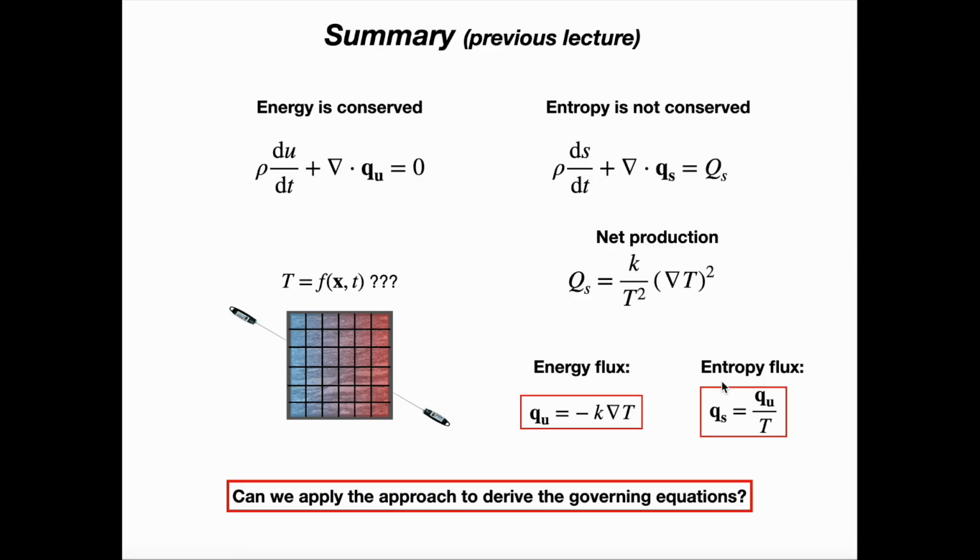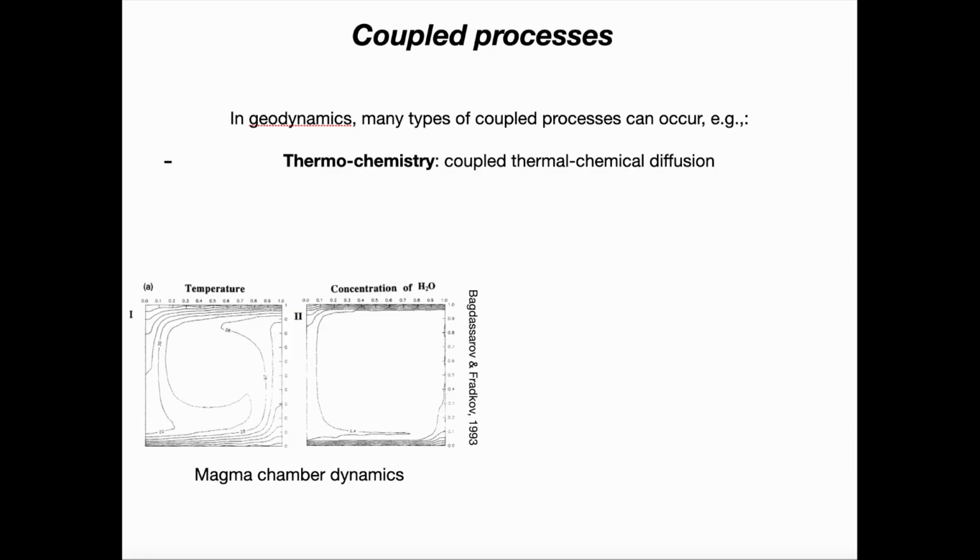So can we use the approach we used in the previous lecture to derive a more complex set of equations for geodynamics? And the answer is yes. And what we're going to do today is start with coupled processes. In geodynamics, we have many types of coupled processes, and one type of coupling is thermo-chemical coupling. For example, systems in which temperature and concentration are both diffused and advected and also interact with each other.